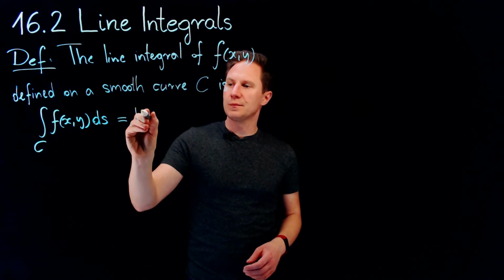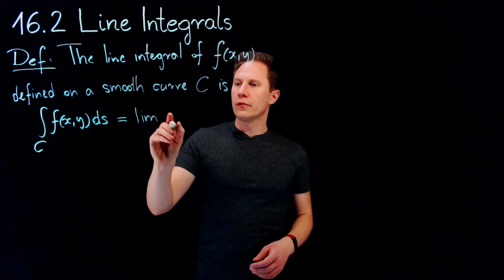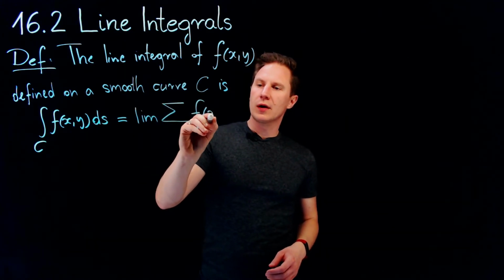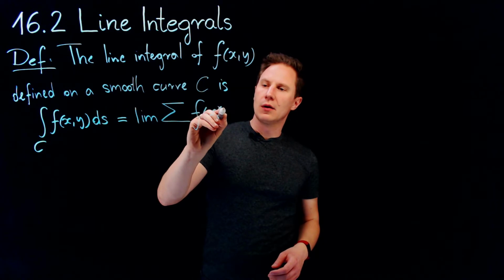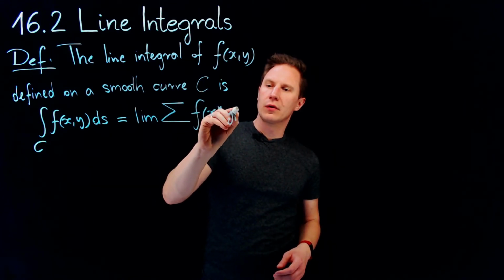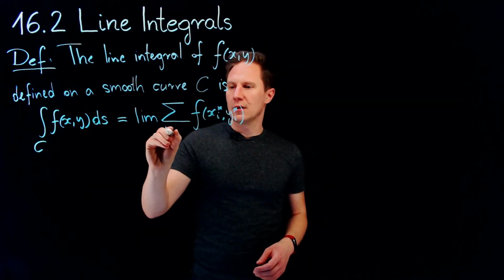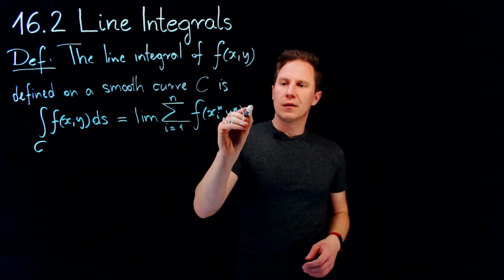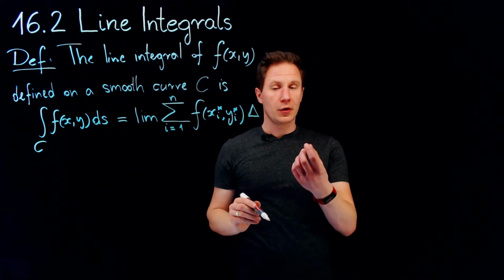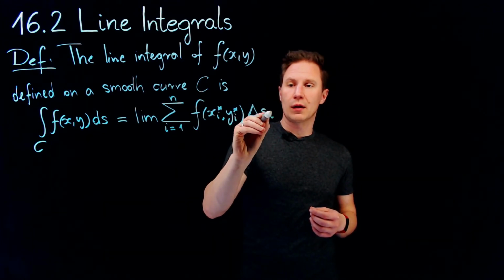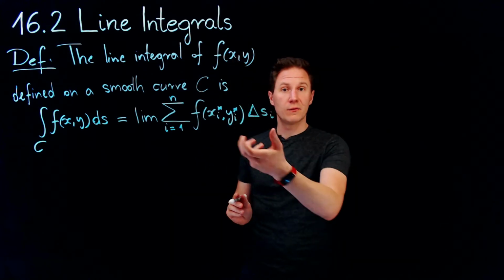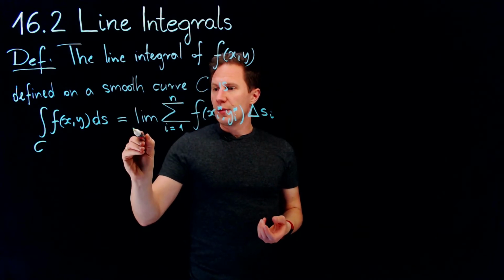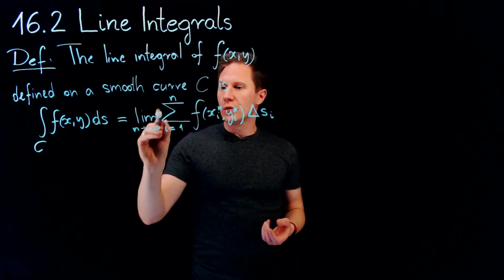and it's the limit of adding up the values of the function taken along the curve with pieces of the curve and their arc length multiplying this value of the function. And this limit is taken as n goes to infinity.